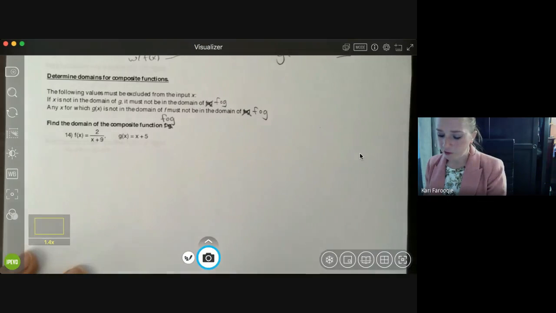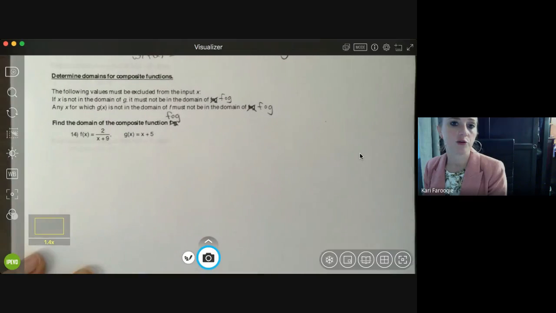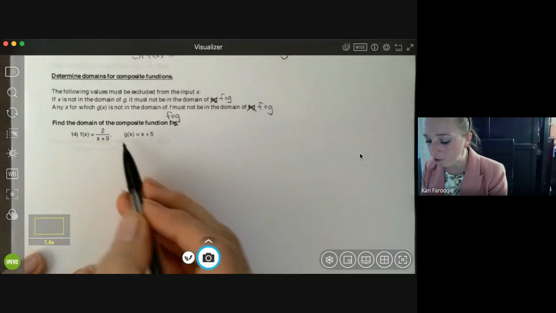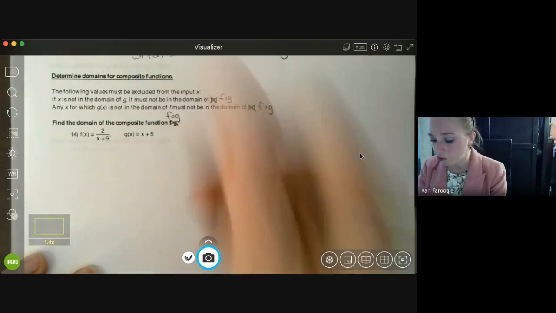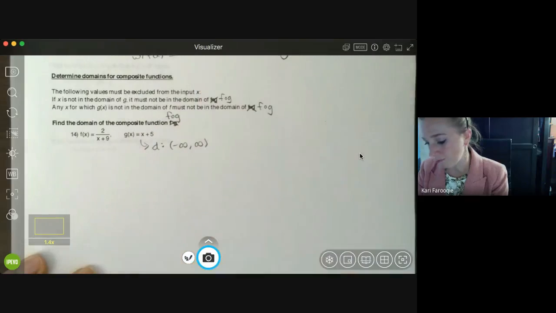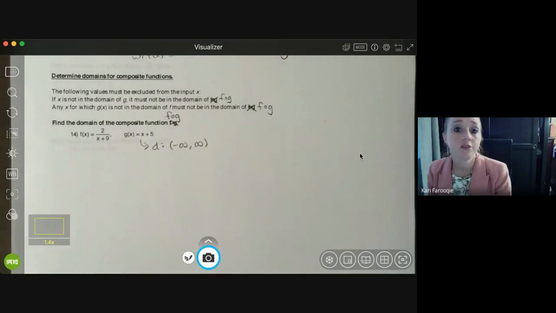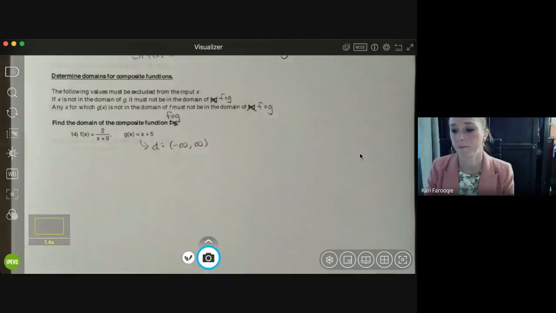In order to do that, first we're going to look at g. Any x that's not in the domain of g is going to have to be excluded from the composite function. However, g is a polynomial function. You don't have any variables in the denominator, and you don't have any variables under radicals. So the domain of g is all real numbers. Because the domain of g is all real numbers, the only thing we really need to focus on is just the domain of f of g of x. So you check your inside function first, and then you go ahead and find the composite function.